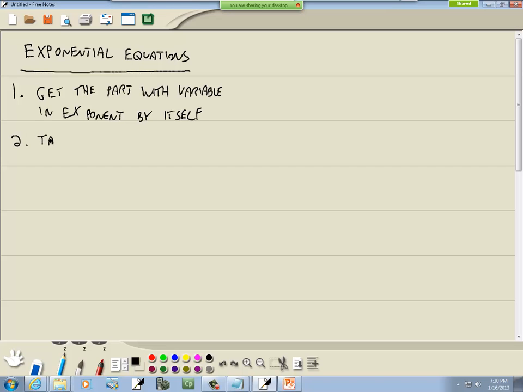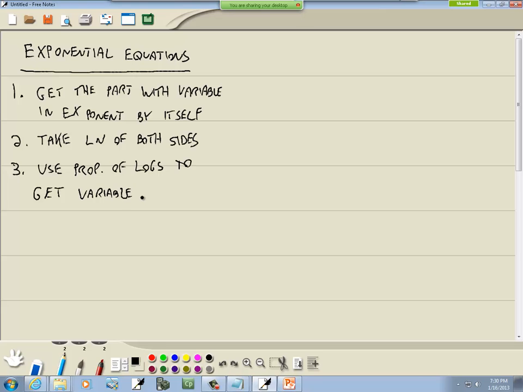Step 2, take the natural log of both sides. Take ln of both sides. Step 3, use properties of logs to get the variable out of the exponent. And this should be all review. You should have seen this in college algebra. And then step 4, solve for x. So we're not going to go through a huge amount of examples.